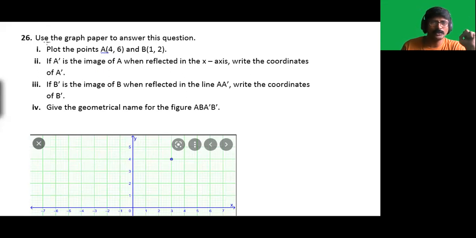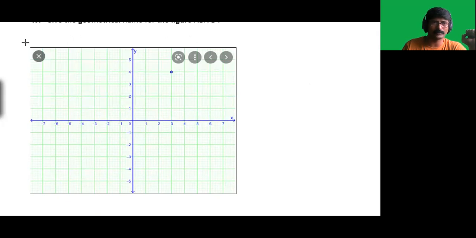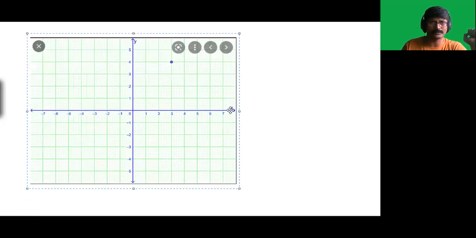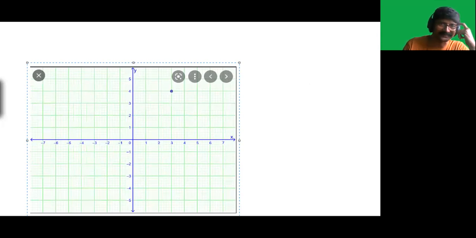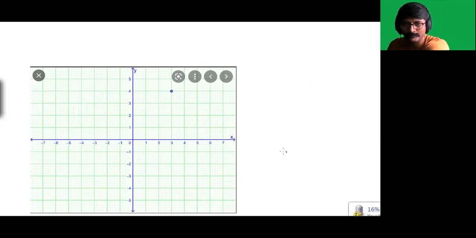So, what is this question? Use the graph paper to answer the question. I have already drawn the graph over here. I hope you will also have drawn on your graph paper. If not, you can pause the video and draw the graph. Whenever you start on graph paper, make sure that you write x-axis, y-axis. Some people keep asking, sir, where to draw the x-axis and y-axis. No worries, you can draw it anywhere. You can take this y-axis a little on this side, a little on this side. That's absolutely fine, guys.